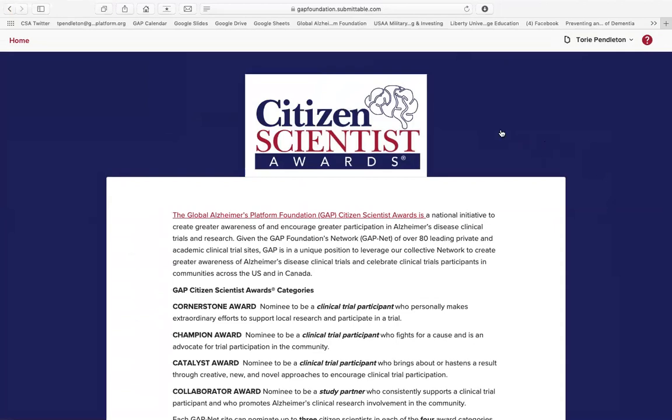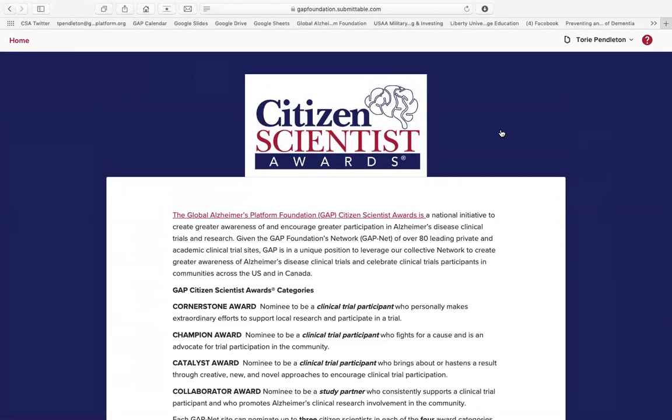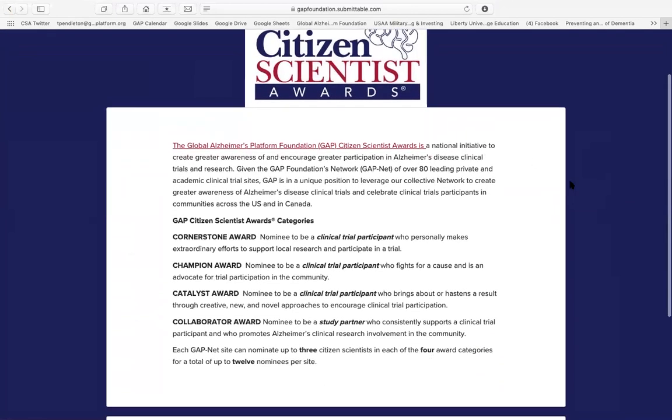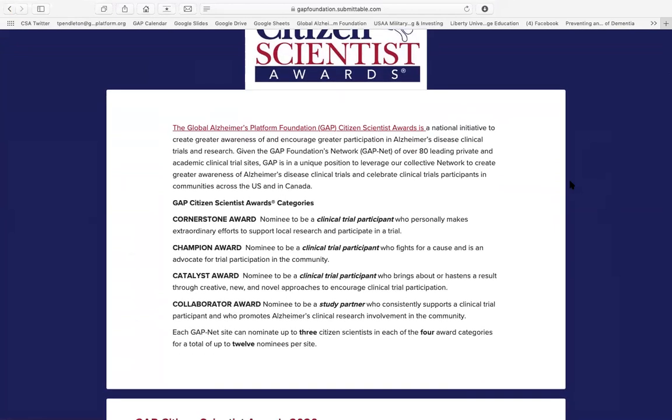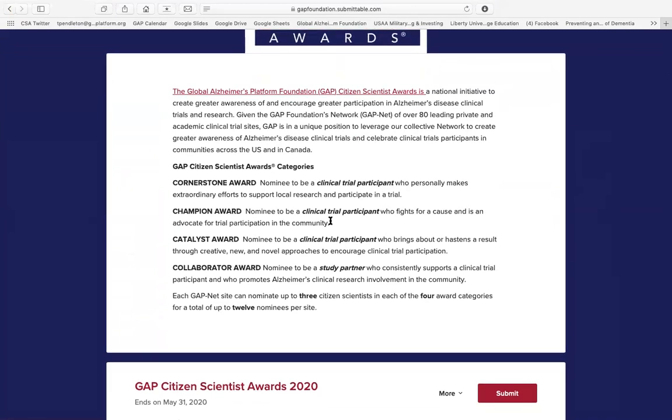As you can see, we are on the Submittable page. This is the GAP page that has our Citizen Scientist Awards on it. The Global Alzheimer's Platform Foundation has a site that you can go in and figure out what the categories are for each GAP Citizen Scientist Award.